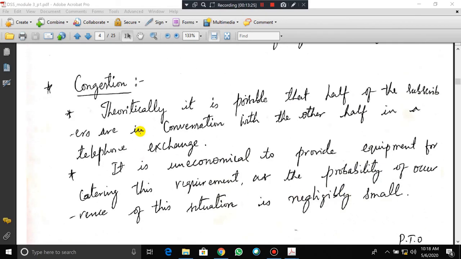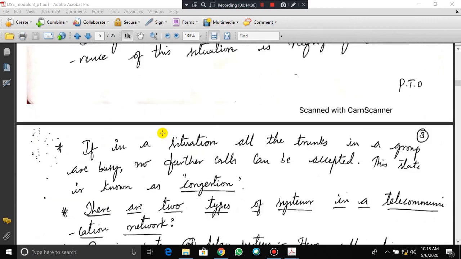So the next topic is congestion. What is the meaning of congestion? Theoretically it is possible that half of the subscribers are in conversation with the other half in the telephone exchange. It is uneconomical to provide equipment for catering to this requirement as the probability of occurrence of this situation is negligibly small. In simple manner, congestion means if a large number of calls occur for a period of time, then congestion will occur.